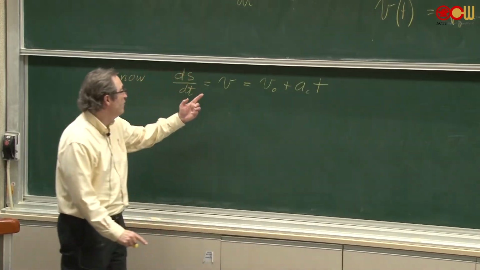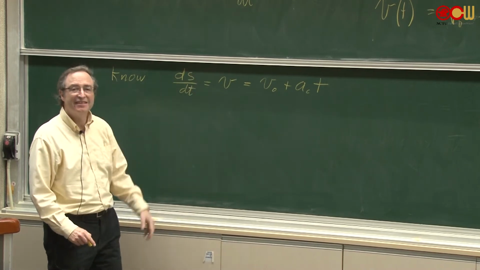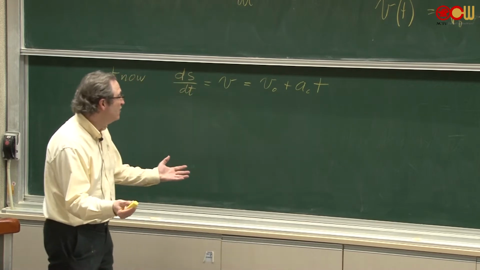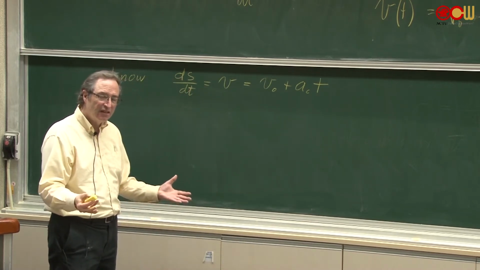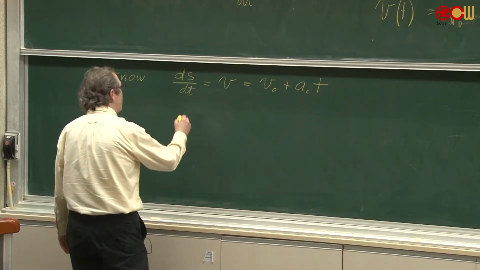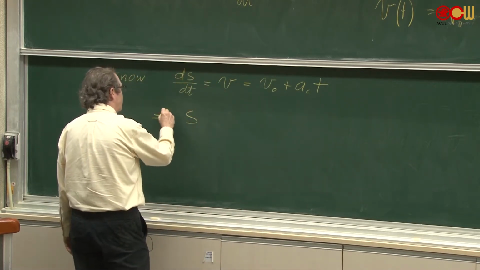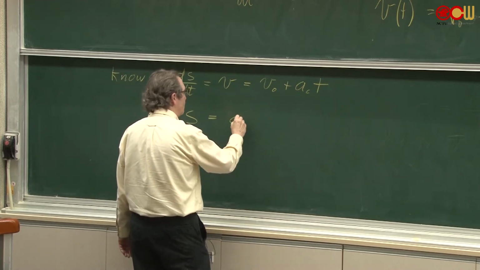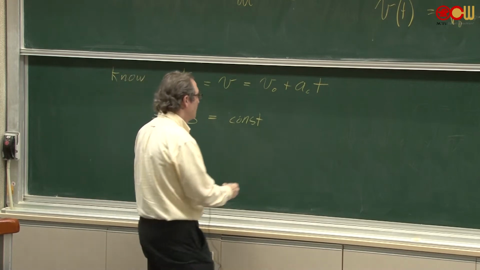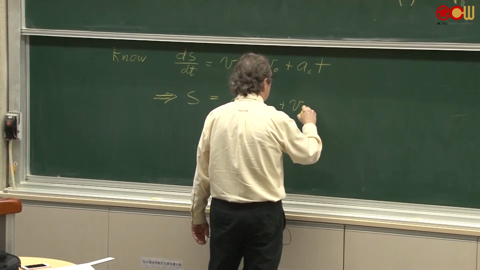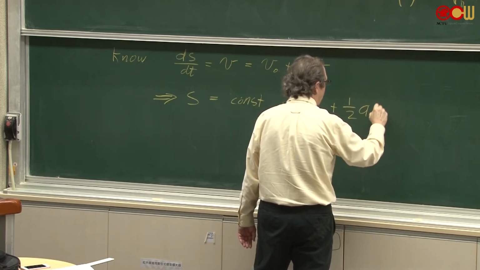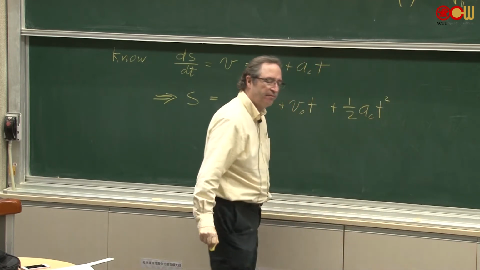All right. So now we want to find out what s is. So what do we do? We guess again. So the question is, what function, if we take a derivative, will give me this? Okay, so the answer is, this implies s is equal to some constant. There's always a constant, plus v0t plus 1/2 act squared. Okay?